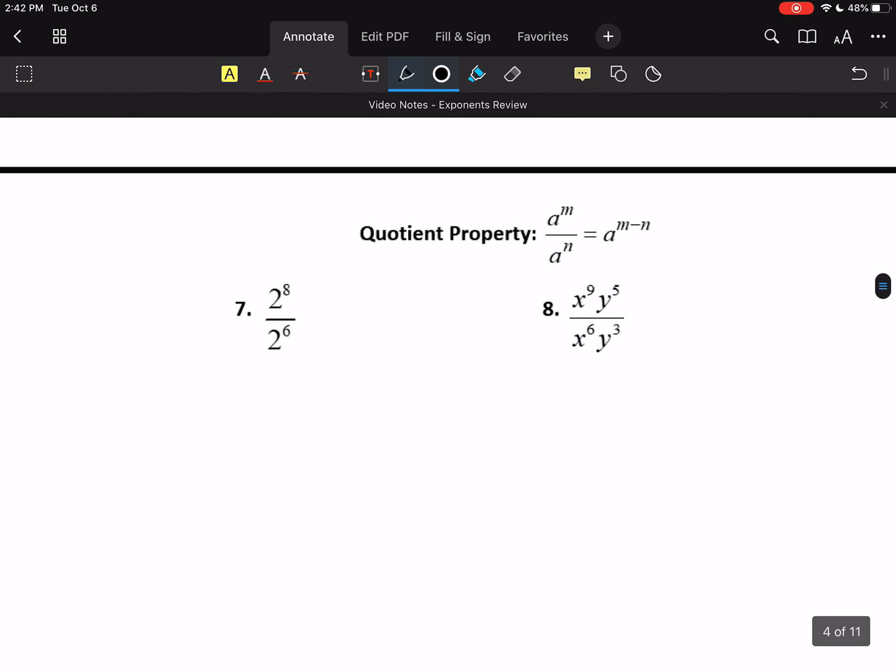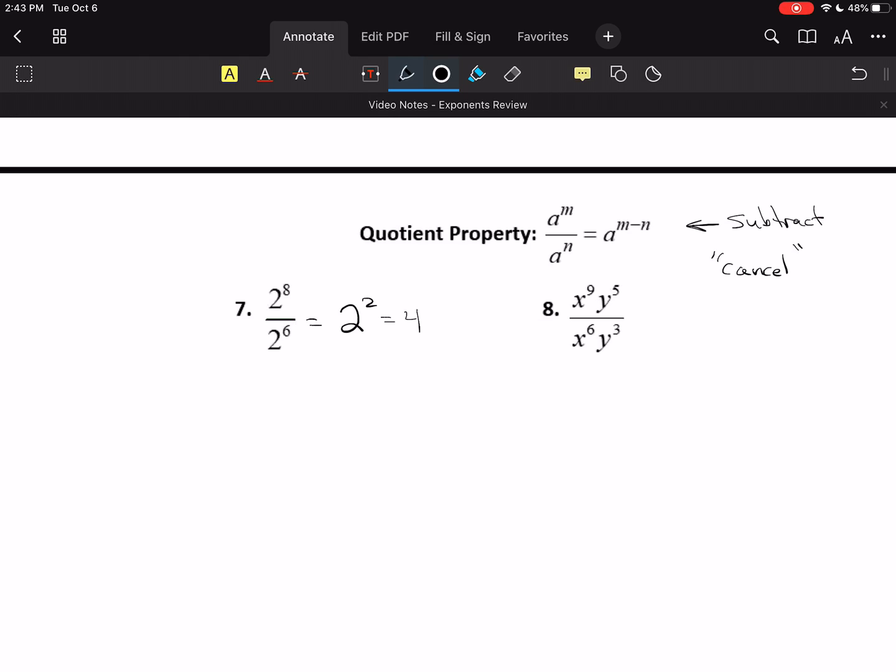Quotient property. So when I have same bases, one on top, one on bottom, I want to subtract. So I see that I have 2 to the 8th on top, 2 to the 6th on bottom. So that would leave me with 2 squared on top, which would be 4. So another way to think about when I'm dividing, right, we want to think about canceling things out.